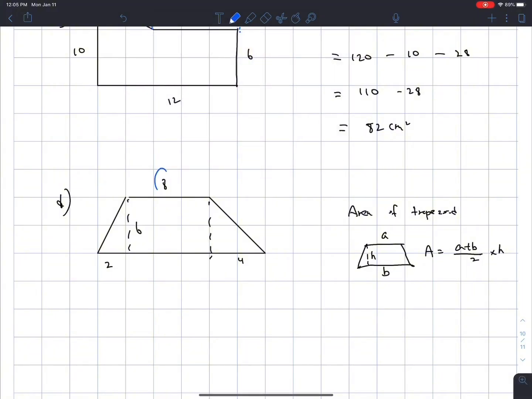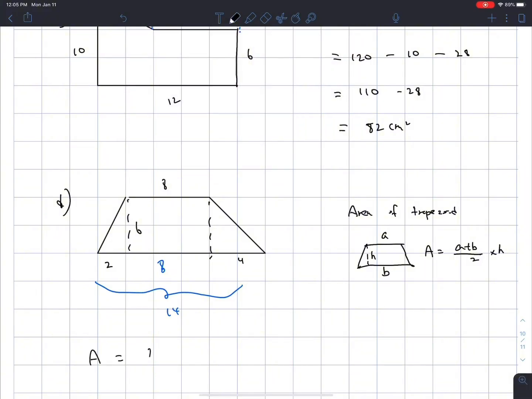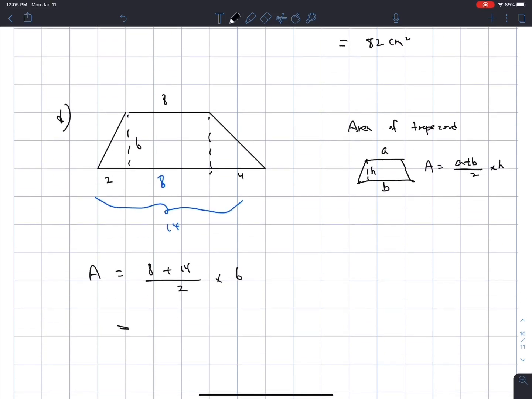Okay, so if this is 8, this must also be 8. So I can say that this entire base here is 14. And then now I can just use the formula. Area will be the top base, 8, plus the bottom base, 14, divided by 2 times the height. The height of the trapezoid is 6. 8 plus 14 is 22, divided by 2 is 11. 11 times 6 is 66. So we get 66 centimeter square.